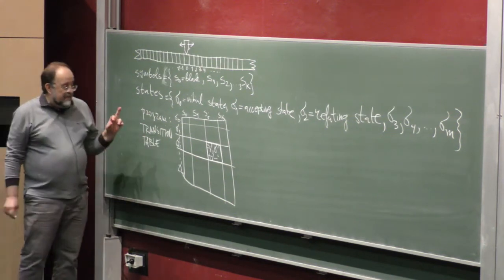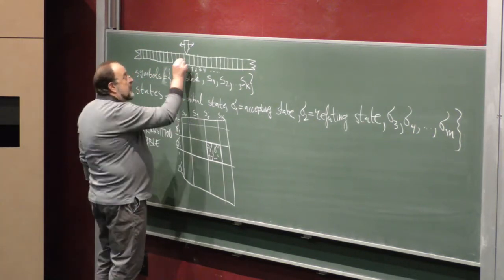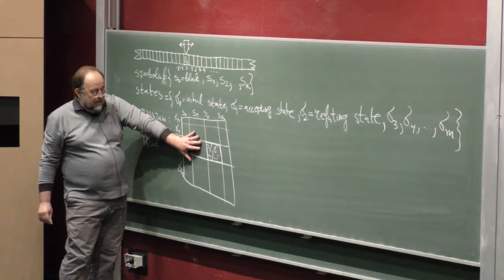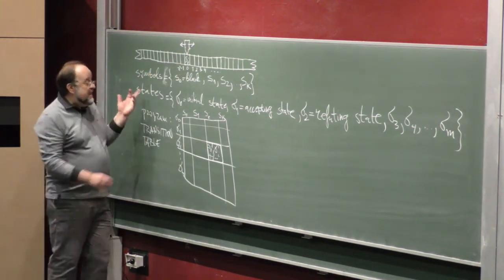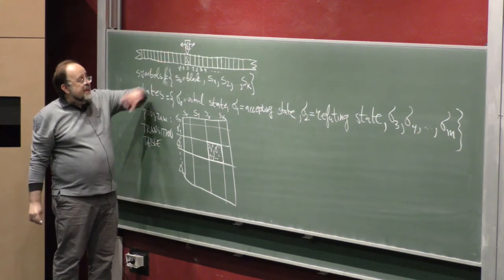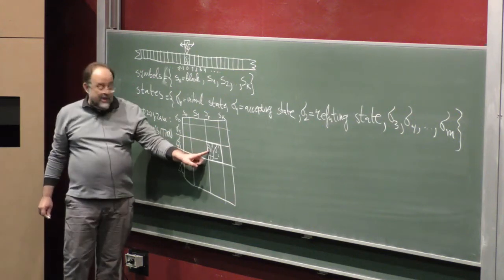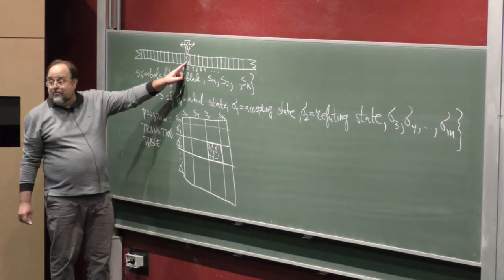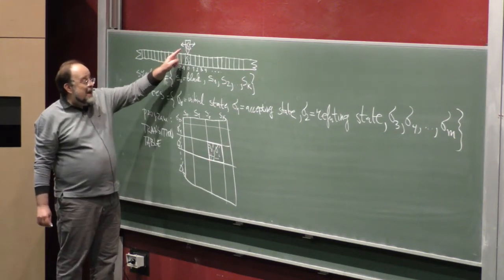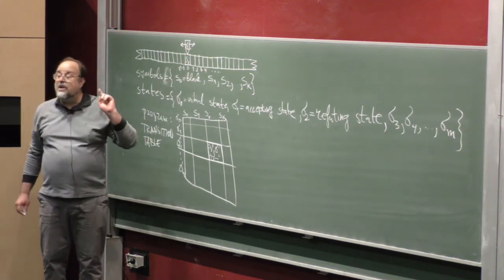Okay, so simply, when the machine reads a symbol Sj, its control, which embodies this table, will tell it what to do. If the machine is in state sigma I and reads cell Cj, the table will instruct the machine to change this symbol from Sj to Sj prime, to change its internal state from sigma I to sigma I prime, and to move either one cell to the left or one cell to the right.